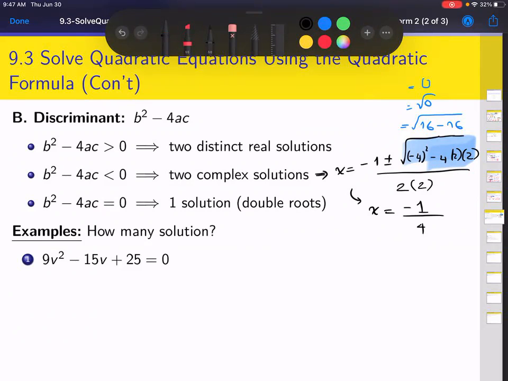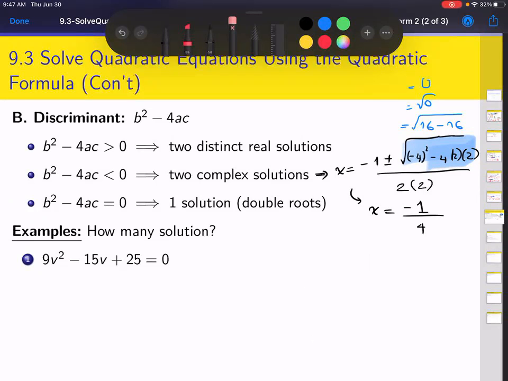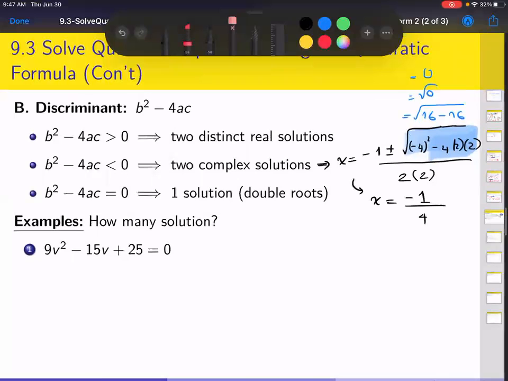If you have a perfect square, like (x minus 1) squared equals 0, then x equals what? 1, right? The only solution that makes the left-hand side 0 is x equals 1. But remember, because it's a quadratic, it's going to be x equals 1 twice. A lot of the time we don't write it twice, so we call it a double root. Same solution, two solutions with the same thing.